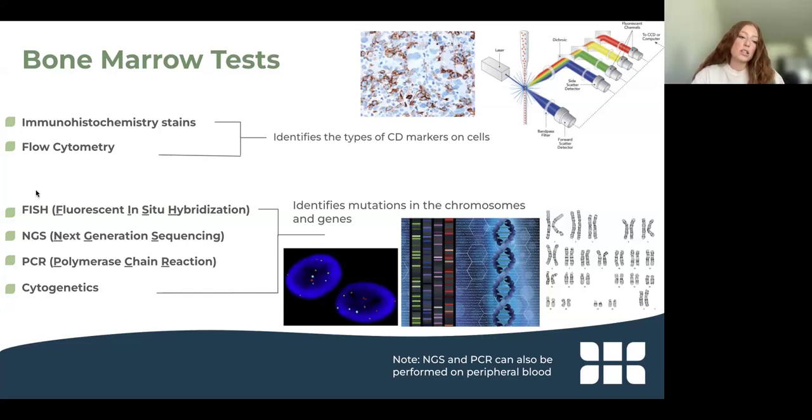And then FISH, NGS, PCR, and cytogenetics. These all identify mutations in the chromosomes and the genes. FISH usually handles the chromosome level. NGS is really good with the gene level, looking at those gene mutations. And then PCR does the same thing. Cytogenetics looks at all of your karyotype to see if there are any abnormalities with that.